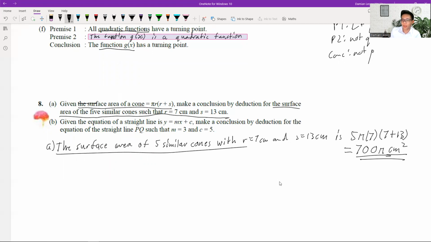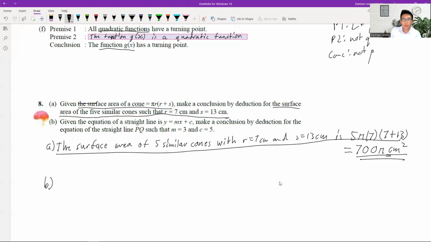The whole thing is the answer, not just the 700 pi. So try to write out a whole sentence. You don't have to actually write out the formula, but I usually prefer to. You can straight away write it is 700 pi cm square.